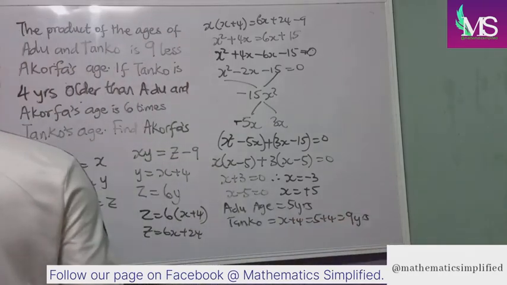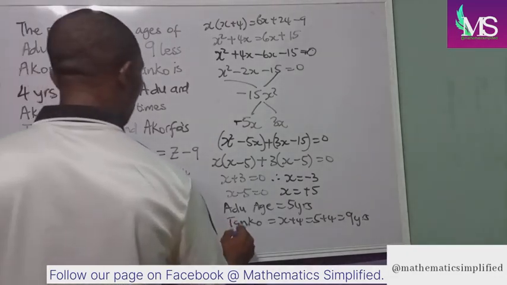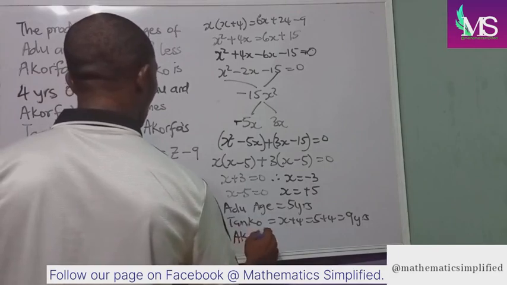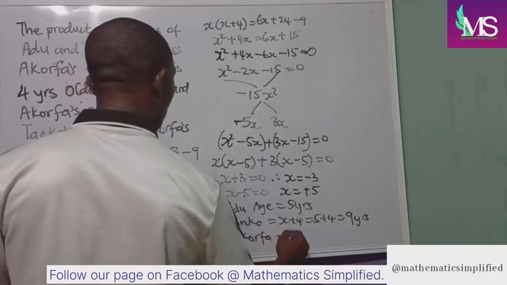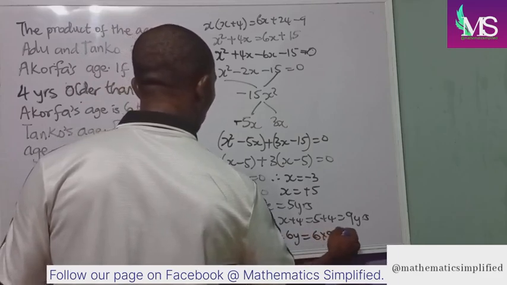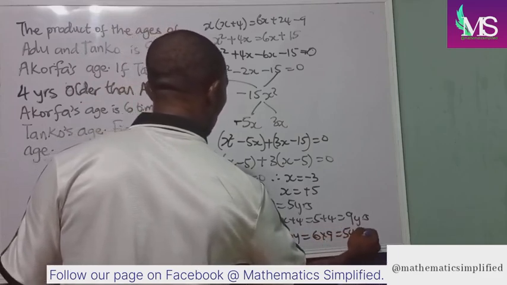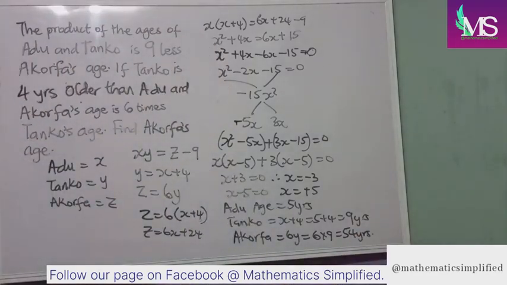And Akrofa's age will become 6Y, which is 6 times 9, which will give us 54 years. So Akrofa is 54 years old.